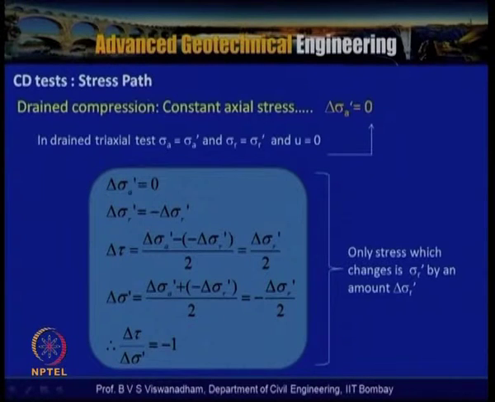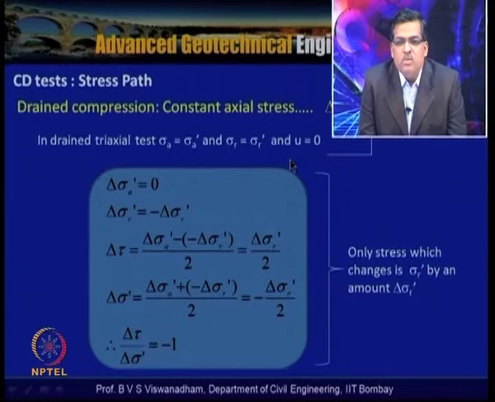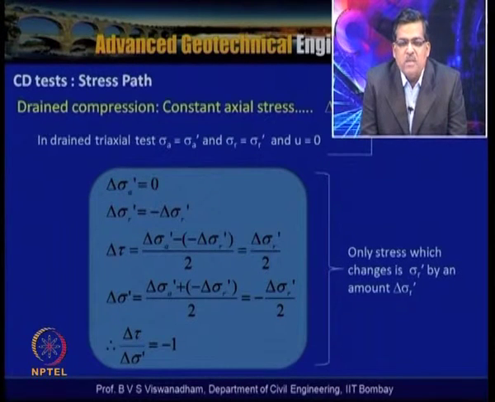Now drained compression with constant axial stress. That means delta sigma A dash is equal to 0, so there is no change in the axial stress. The only stress which changes is delta sigma R dash, so delta sigma A dash is equal to 0, and delta sigma R dash is equal to minus delta sigma dash.